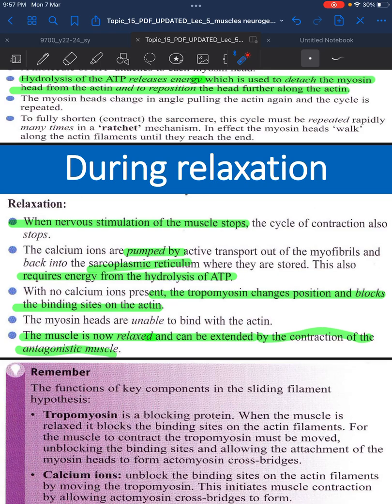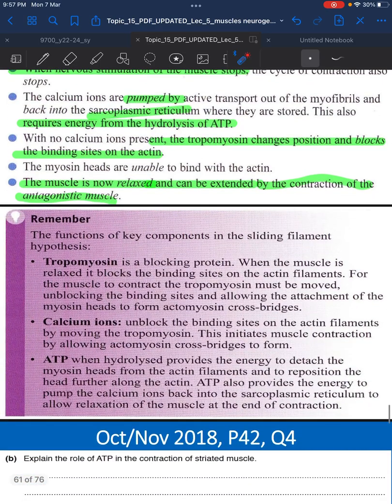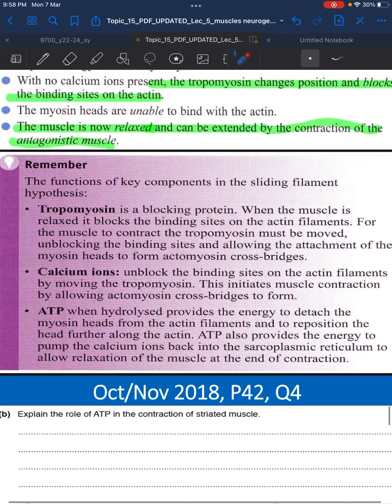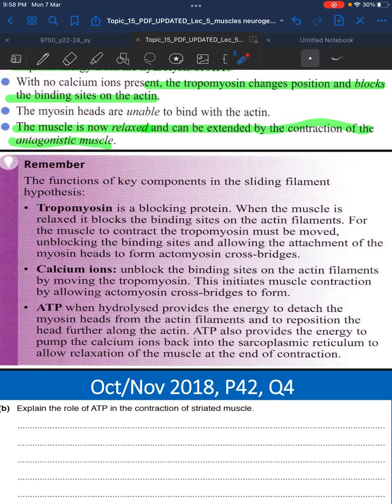I think this is from O level. All right, some notes here on tropomyosin. It says here a blocking protein. We know this already. When the muscle is relaxed, it blocks the binding site for actin filament. For the muscle to contract, tropomyosin must be moved. Remember, moved means conformational change.